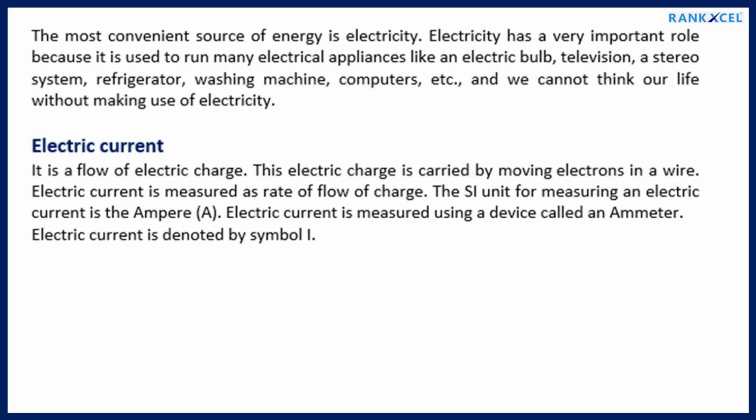Electric current is a flow of electric charge. This electric charge is carried by moving electrons in a wire. Electric current is measured as rate of flow of charge. The SI unit for measuring an electric current is the ampere. Electric current is measured using a device called an ammeter. Electric current is denoted by symbol I.